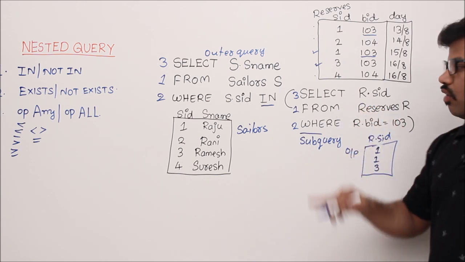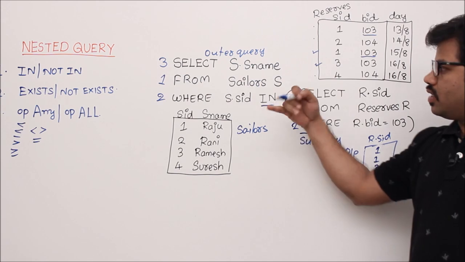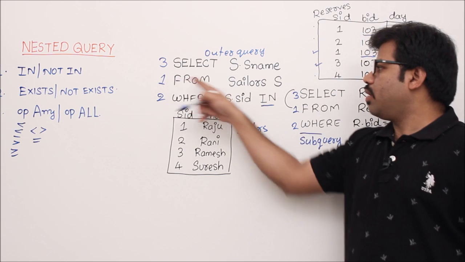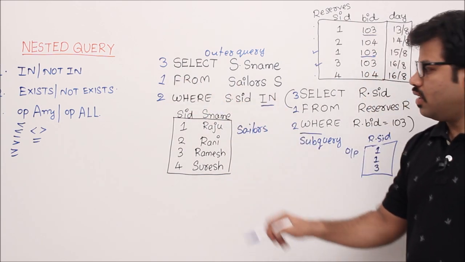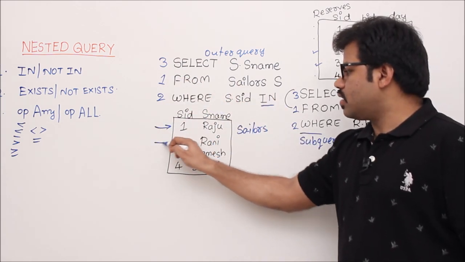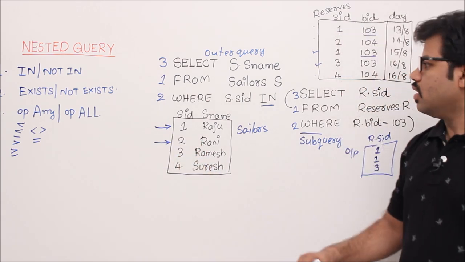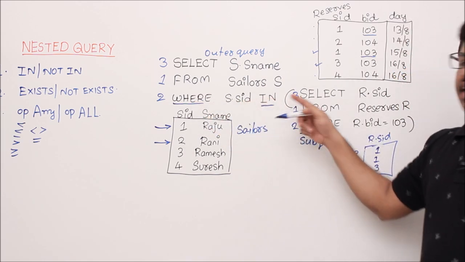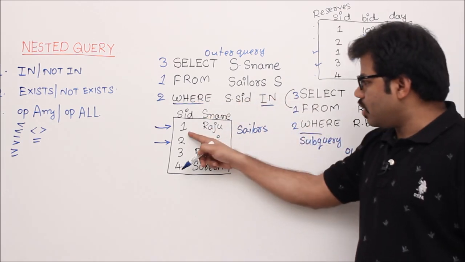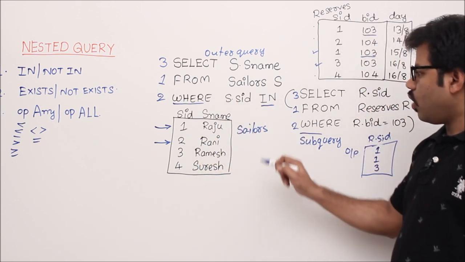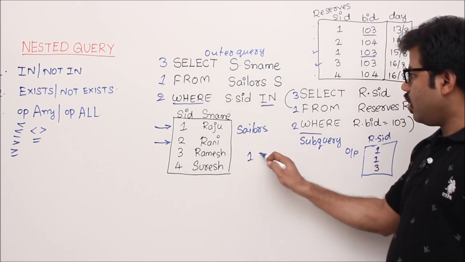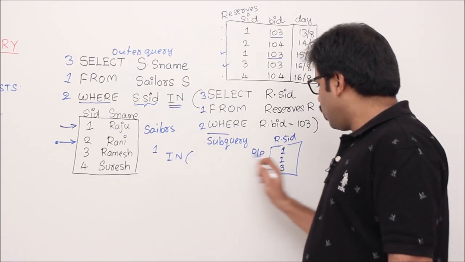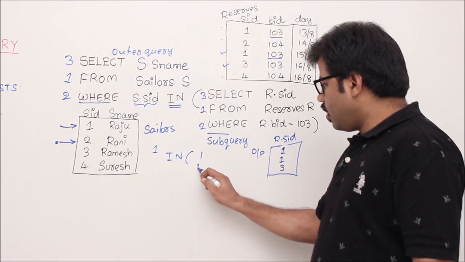Once that is done, we go to our original query. How do we evaluate the original query? Start again: 1, 2, 3. Step number 1: iterate over every sailor, first this tuple, after that this tuple. In that way every tuple should be processed, and apply the where condition, where s.sid IN the subquery result. So what is s.sid in the first tuple? It is 1. Now you have to ask the question: is this 1 in the result, which is 1, 1, 3?